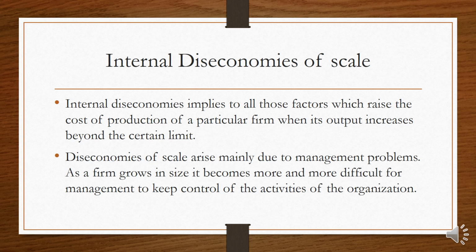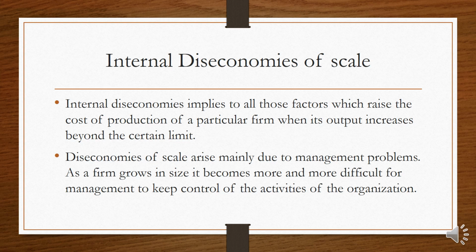First, internal diseconomies of scale imply all those factors which raise the cost of production of a particular firm when its output increases beyond a certain limit. We know that when output increases beyond our limit, decreasing returns to scale will operate, and it will start operating in diminishing returns to scale. In the same way, internal diseconomies of scale imply all those factors which raise the cost of production of a particular firm when its output increases beyond a certain limit. After a particular level of output, average cost will start increasing.